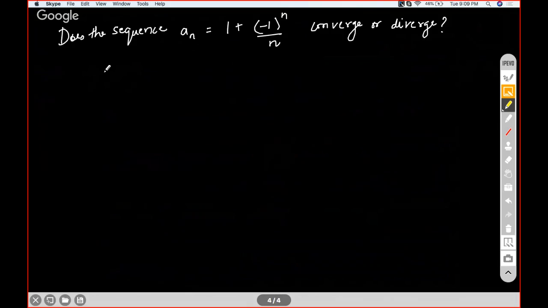Okay, so it all depends upon the limit of this expression, right? The limit of 1 minus 1 to the power n by n, correct? Now, whether it's plus n or minus n, as n becomes very, very large, this will become either very small positively or very small negatively. So this will tend to 0, giving you 1. So the sequence will be said to converge to 1.